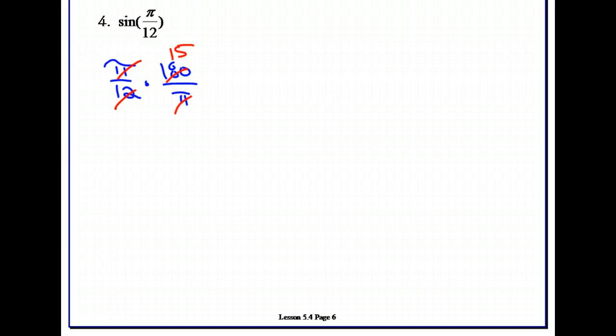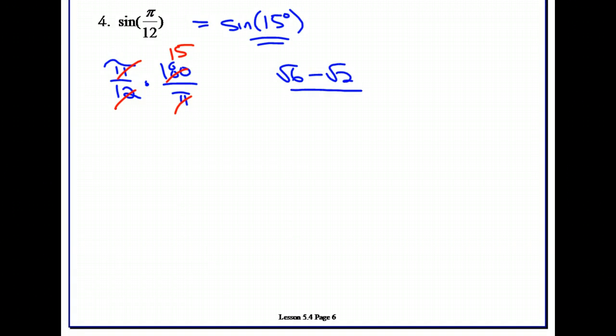So this question really is the same thing as finding the sine of 15 degrees. And didn't we just do that in the past problem? We did. So no need to do it again. You could if you'd like. But that's going to be root 6 minus root 2, whole thing over 4. We had just done that problem.